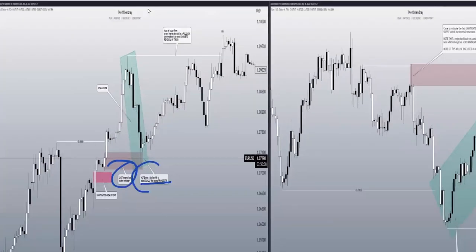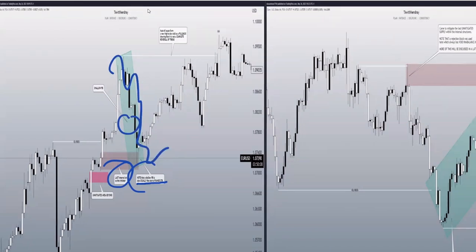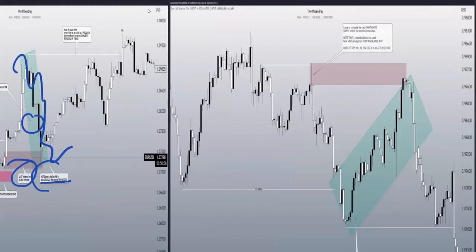All right? So we have this shallow pullback. Which is this. So that is our shallow pullback. Quite straightforward. And here we have the deep pullback example, break of structure.